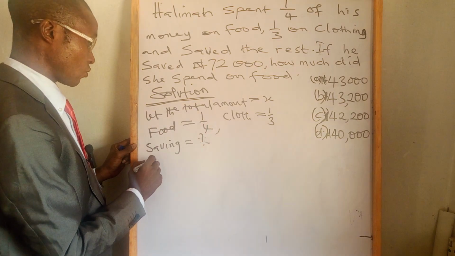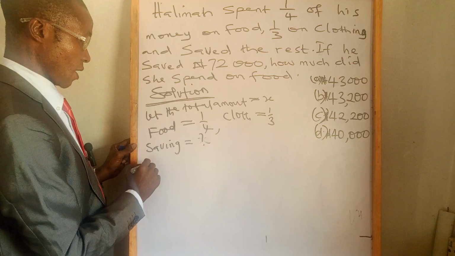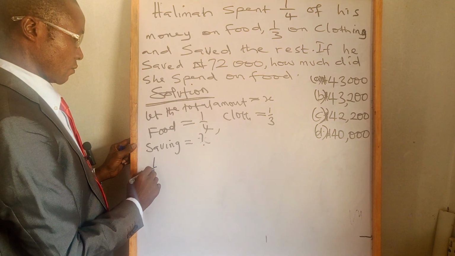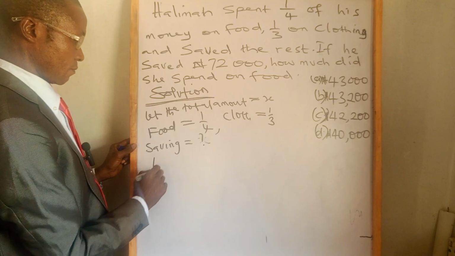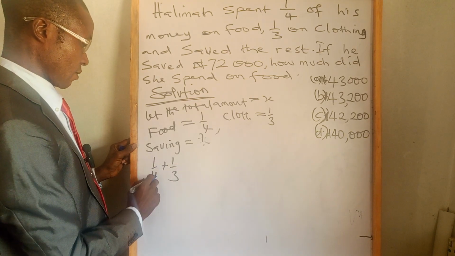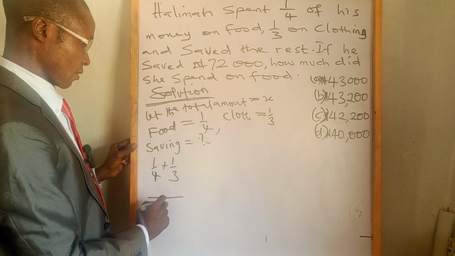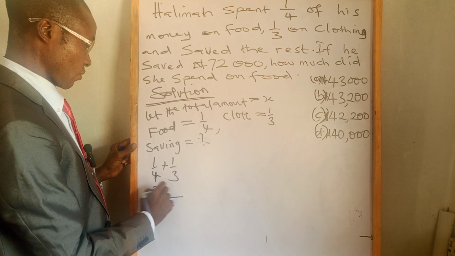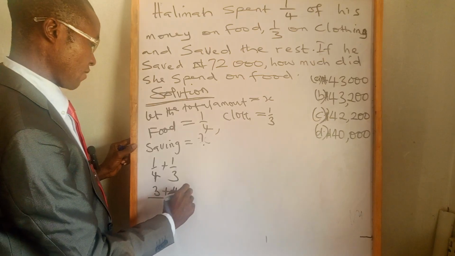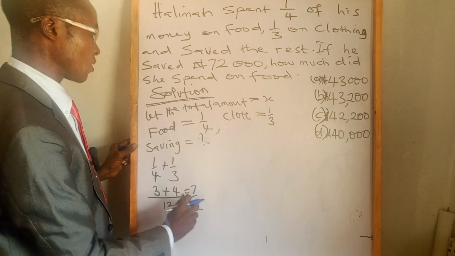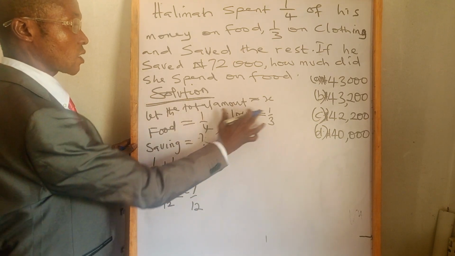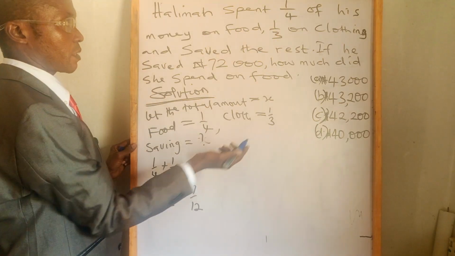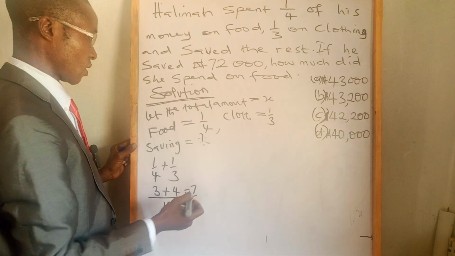Let's calculate the fraction. So we say 1/4 plus 1/3. The LCM is 3 times 4, that will be 12. 4 in 12 is 3, plus 3 in 12 is 4. Everything becomes 7/12. This is the total fraction of the amount spent on the food items and the clothing items.